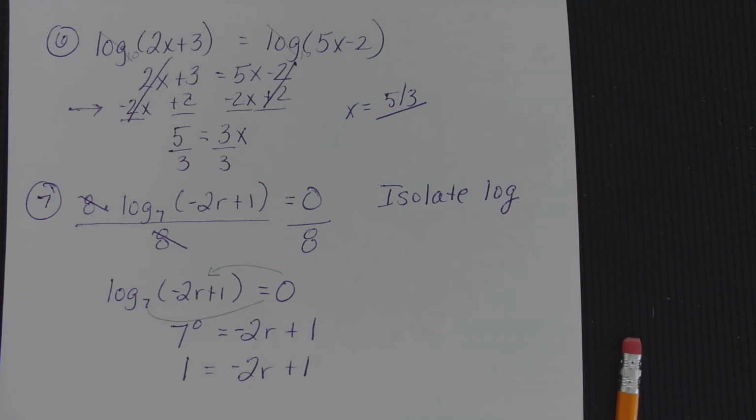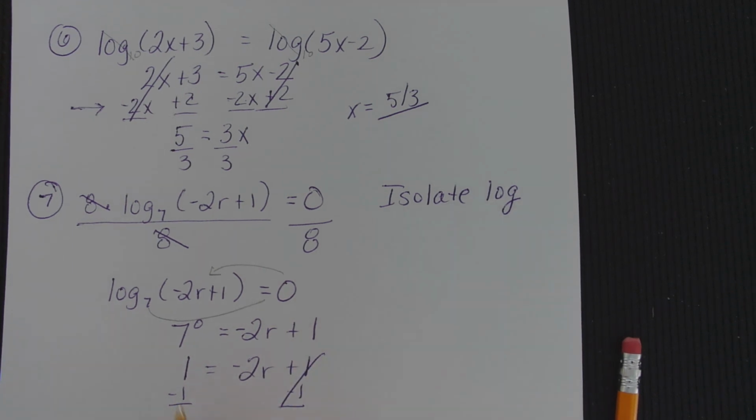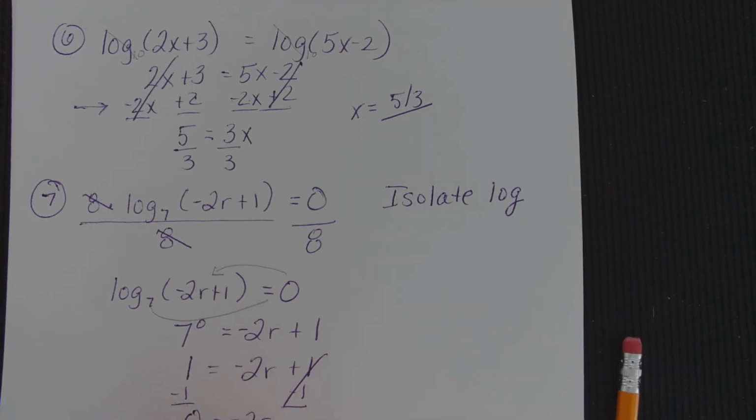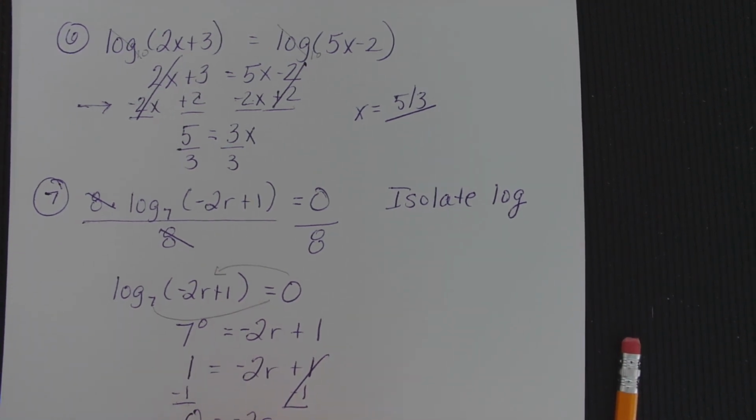Great. Going back to algebra, what's our next step? Subtract 1. Which one? This one, right? Yeah. What's 1 minus 1? 0. Equals negative 2r. Divide by negative 2. 0 is your answer.